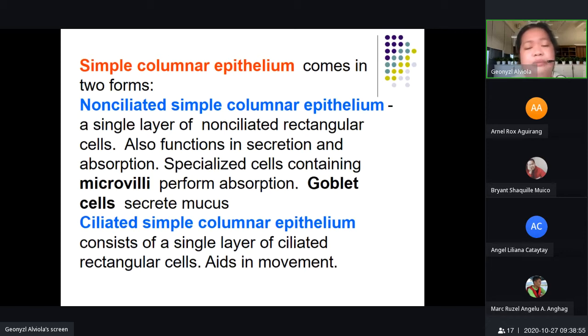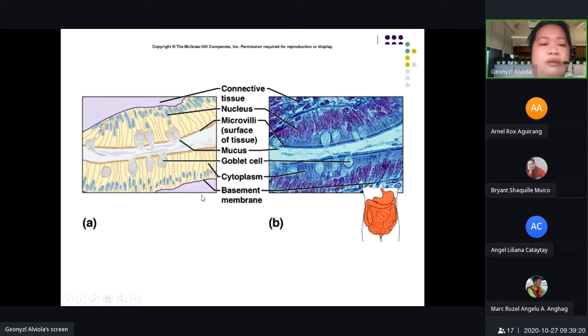Ciliated simple columnar epithelium consists of a single layer of ciliated rectangular cells. Imagine comparing the non-ciliated and ciliated. The ciliated looks like a rectangular box standing upright with hair on top. So that is the ciliated simple columnar. This helps in movement.